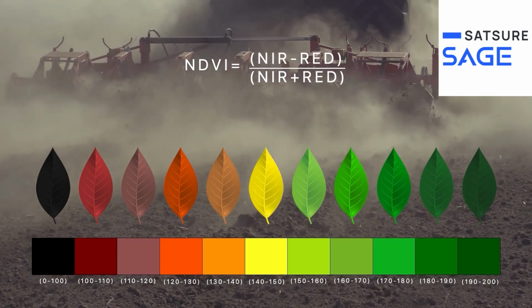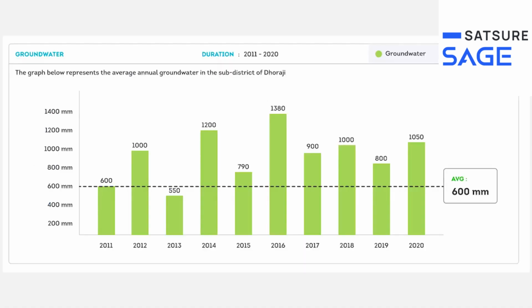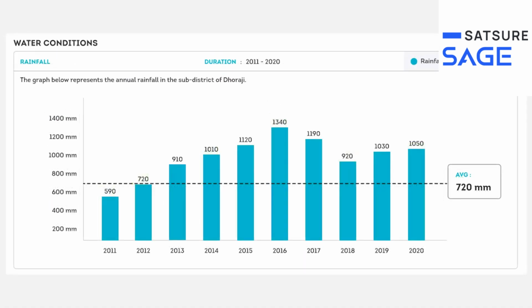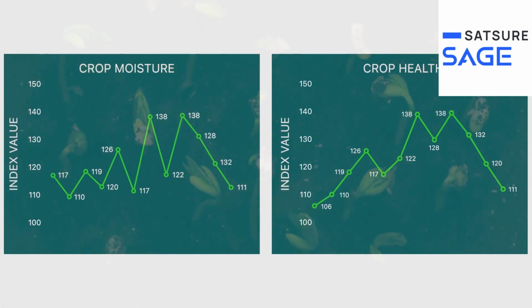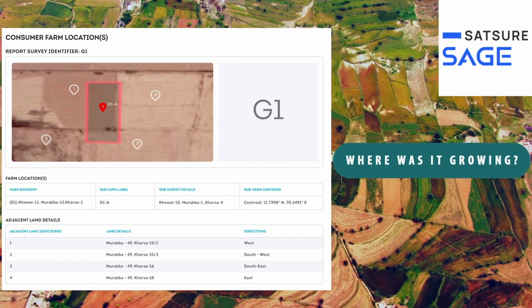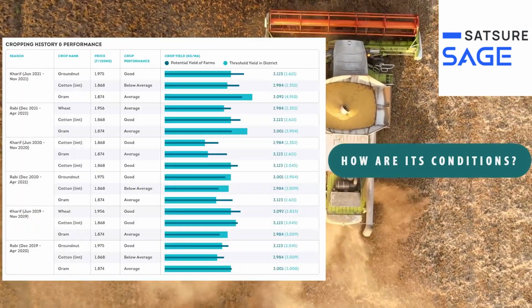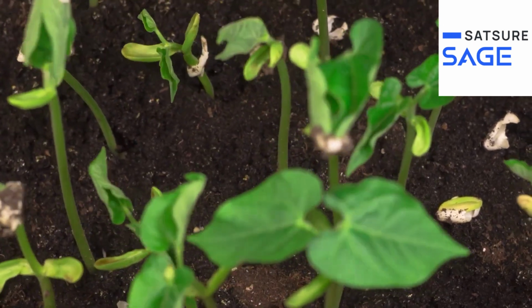Using these indices, we get a unique glimpse into not just the present but also the historical performance of the crops in a plot. A continuous monitoring of current and previous seasons helps us understand what crop was growing in a season, where was it growing, how was its condition. Such a time series analysis of the farmlands for the last 3 years is used to generate a risk score.